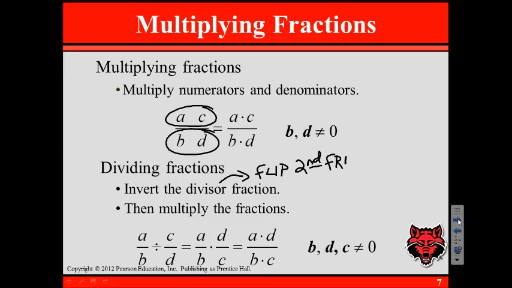So that's the first step. We have to start by flipping the second fraction, and then we have a multiplication problem. So we flip the second fraction. Here you can see that C and D changed places. Then we multiply across the top, multiply across the bottom. Let's try a few examples of this.